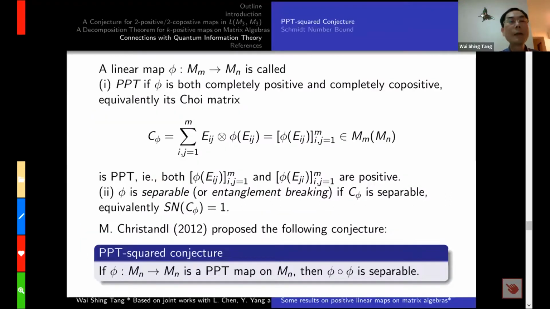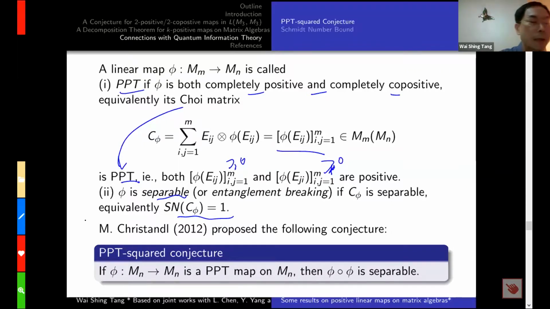Finally, let me just mention a connection with quantum information theory. A linear map is said to be PPT if it is both completely positive and completely co-positive. Correspondingly, it means that the Choi matrix is PPT, so this matrix is positive, and this block-wise transpose matrix is positive. And the map is said to be separable if the corresponding Choi matrix is separable, or the Schmidt number is 1. Then Christandl proposed this interesting conjecture: if we start with a PPT map, then the composition of phi with itself is separable.